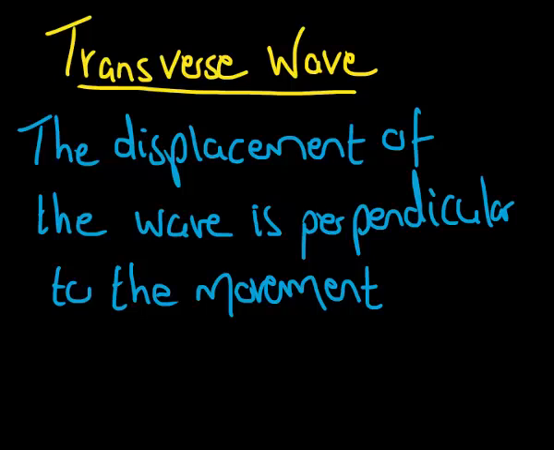Now before we will be able to see what the difference is in longitudinal waves, we first need to go back to what transverse waves were again. That was when the displacement of the wave was perpendicular to the movement. Perpendicular refers to the fact that it was 90 degrees to the movement.